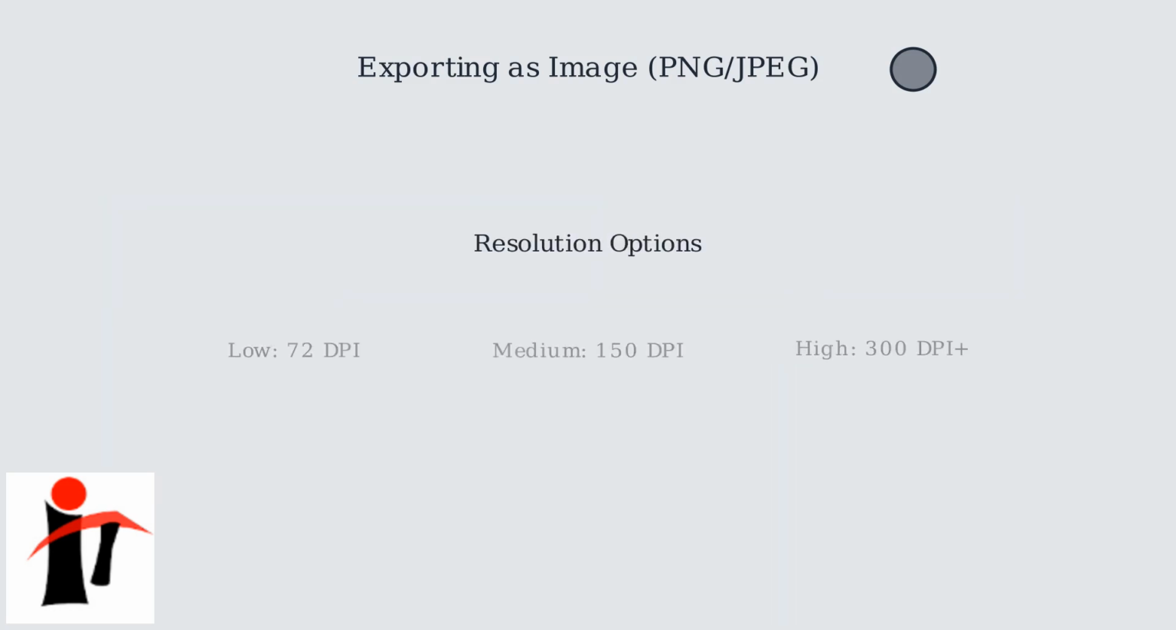Select the resolution for your image export. Low resolution at 72 dpi is suitable for web use but may appear pixelated. Medium at 150 dpi offers better quality, while high resolution at 300 dpi or more provides crisp details for printing.